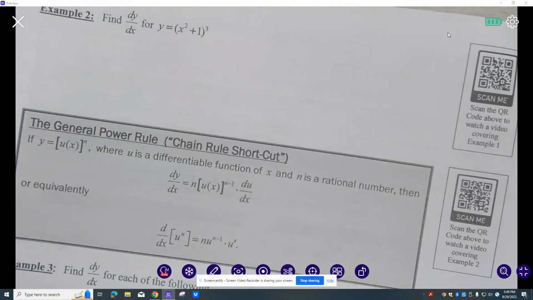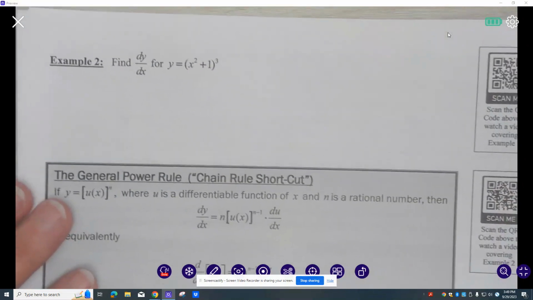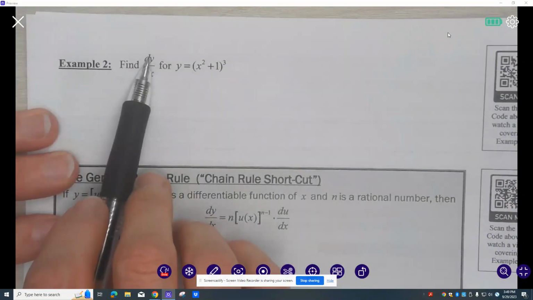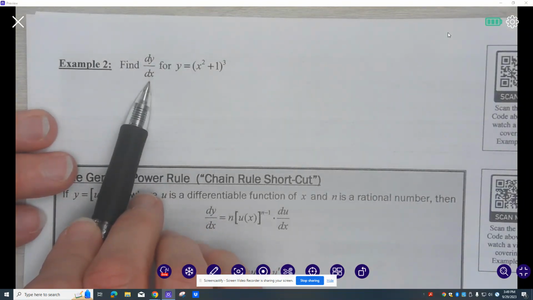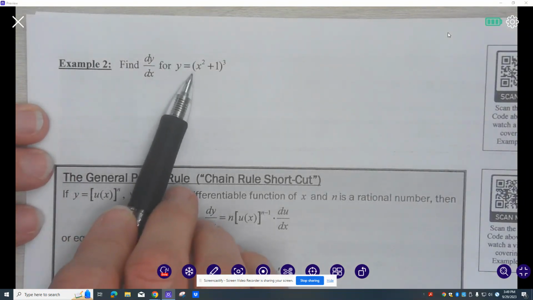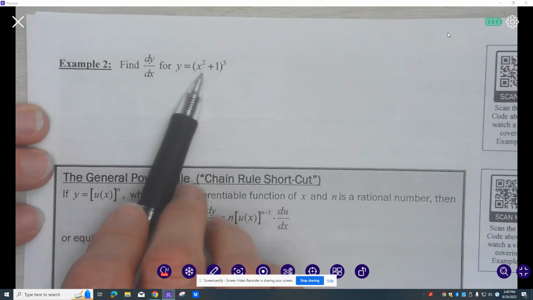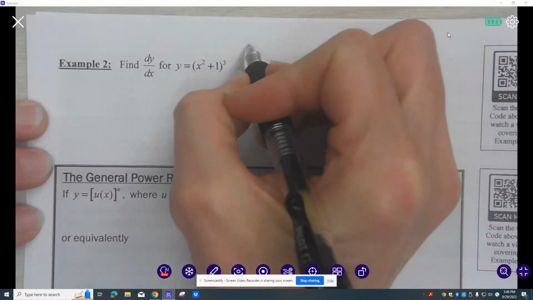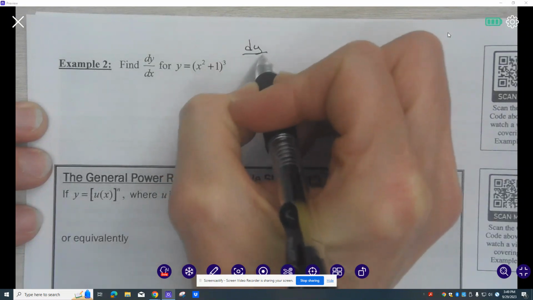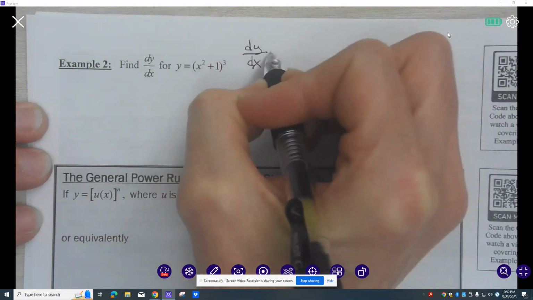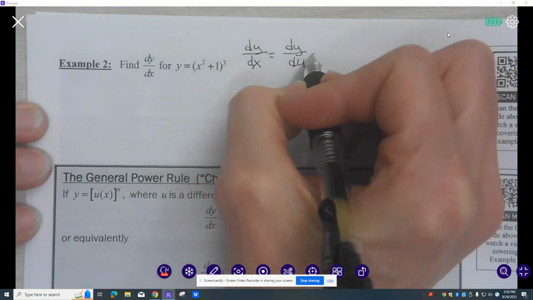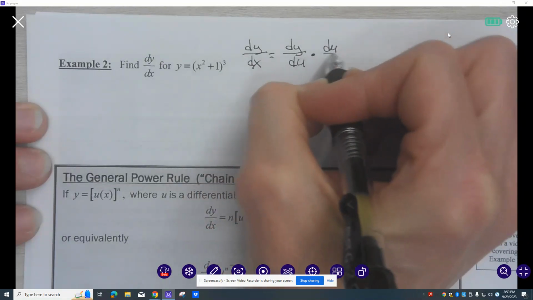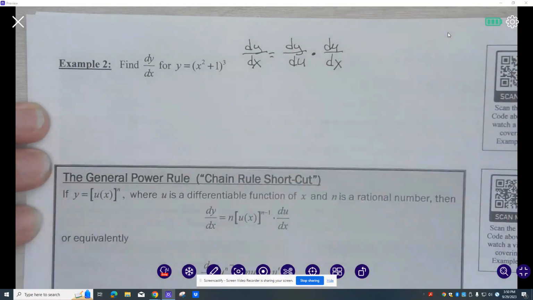Okay, example 2. Actually, we're on our second example. Find dy dx, the derivative of y with respect to x. So this is a composition. I'm just going to remind you what we're going to do here: we're going to find dy dx by finding the derivative of y with respect to u and multiplying it by the derivative of u with respect to x.